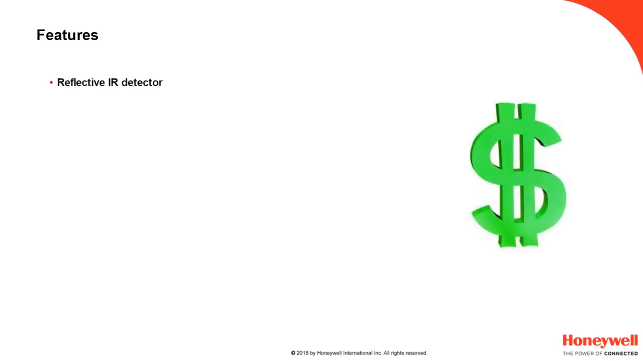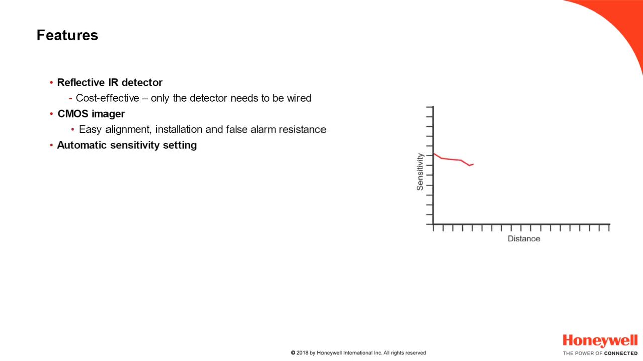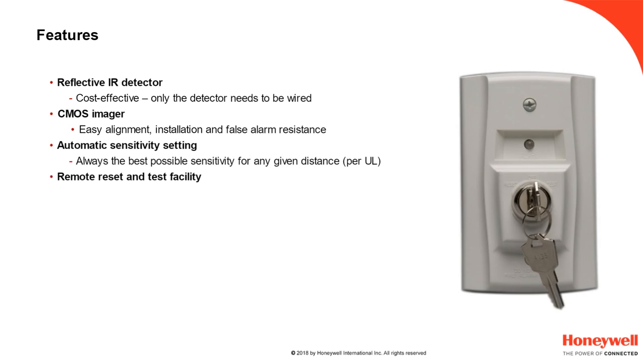Features: a reflective IR detector. Cost effective, only the detector needs to be wired in. A CMOS imager for easy alignment, installation and false alarm resistance. Automatic sensitivity settings, always the best possible sensitivity for any given distance per UR requirements. Remote test and reset facilities. Electronic smoke test and compatibility with RTS151 key.